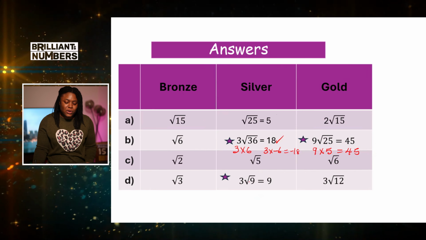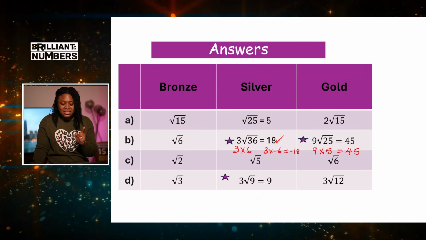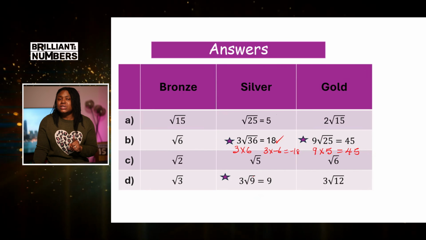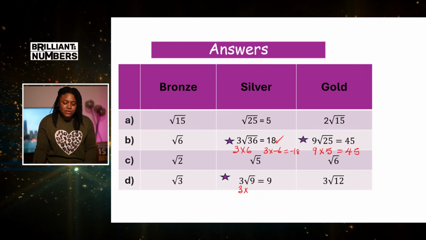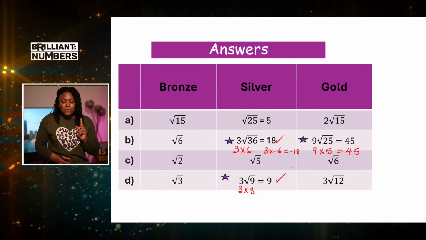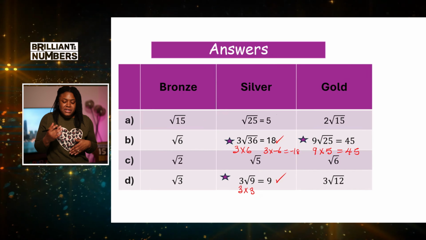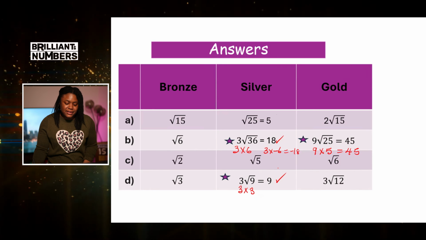And then the final one here, you would have gotten 3 root 9. But 9 is a square number. Therefore, root 9 is not a surd. So you could have also done 3 times the square root of 9, which is 3. And that's how we got 9 there. And also, it could have been negative 9 if we use the negative square root value of 9.